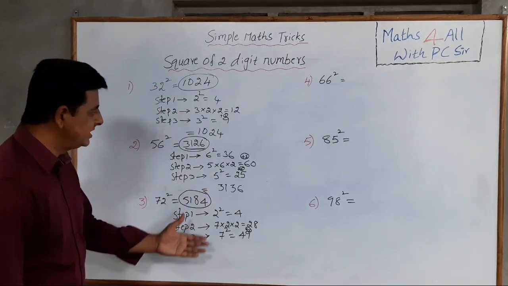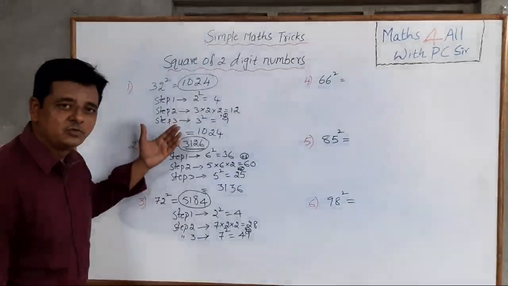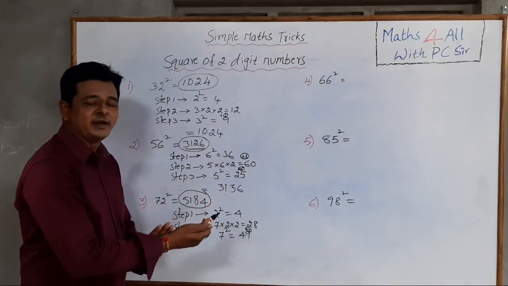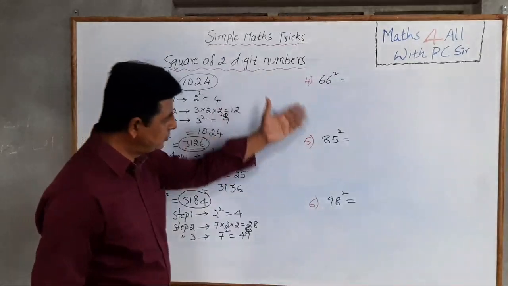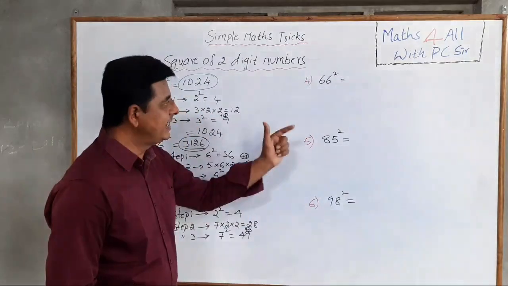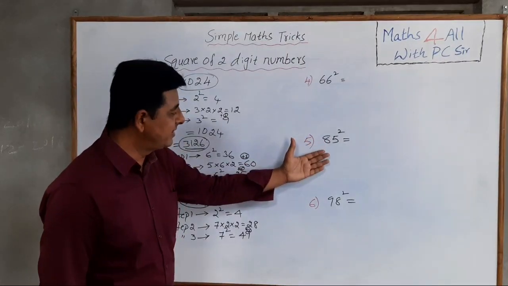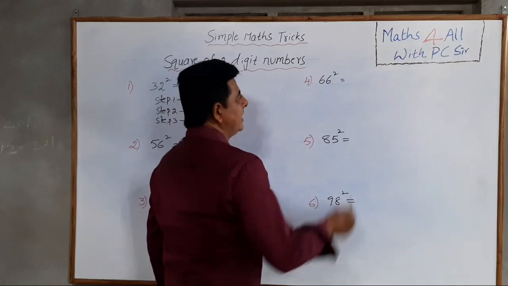Just for better understanding, here I am explaining step by step. Step 1, step 2, step 3. Without writing the steps also, you can directly write the answer in a simple manner. Now for the remaining 3 questions, I am writing directly. See here how I am writing 66 square, 85 square and 98 square. Okay, see 66 square.